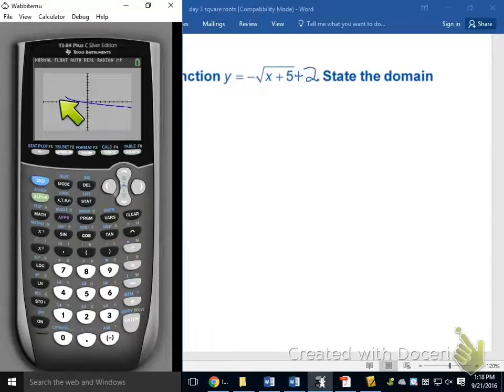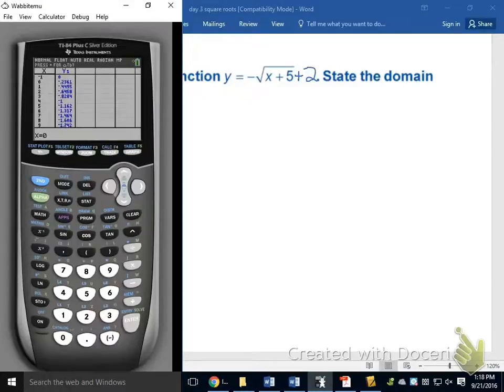When it was negative, it's going to get stretched downward. I could see points for this if I go to second table and scroll up to where it starts: negative 5, 2. You can see your calculator is giving you errors beyond that because this would be the root of a negative value, and your calculator doesn't like such things, and we don't need to worry about them here.